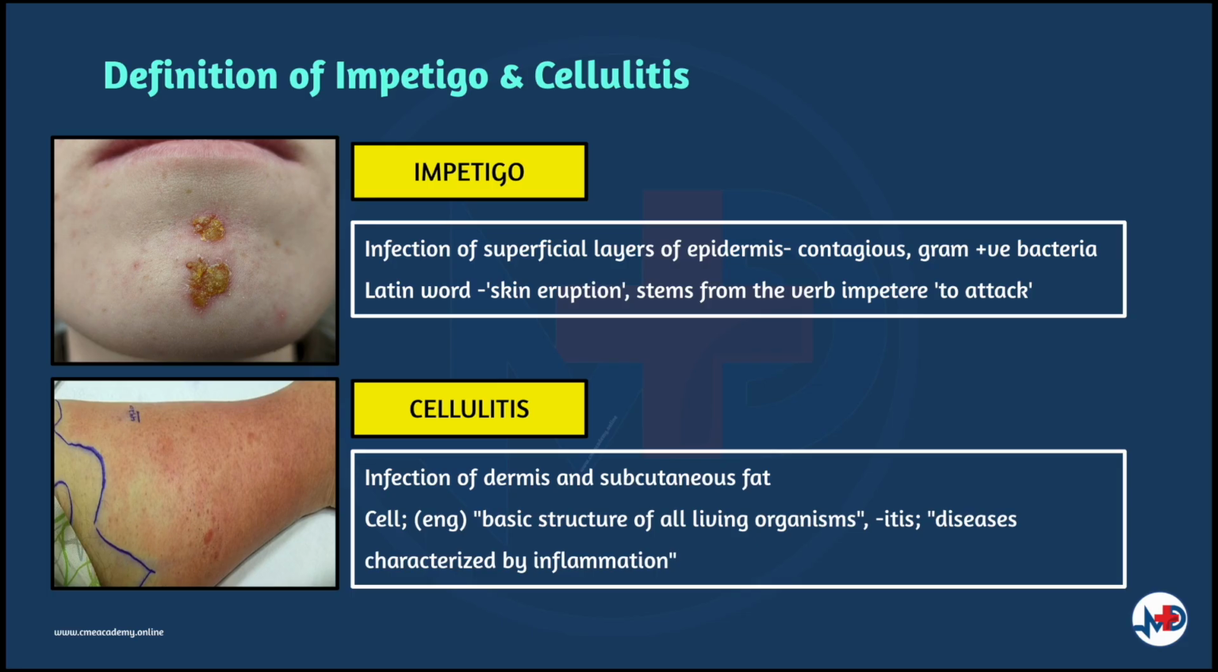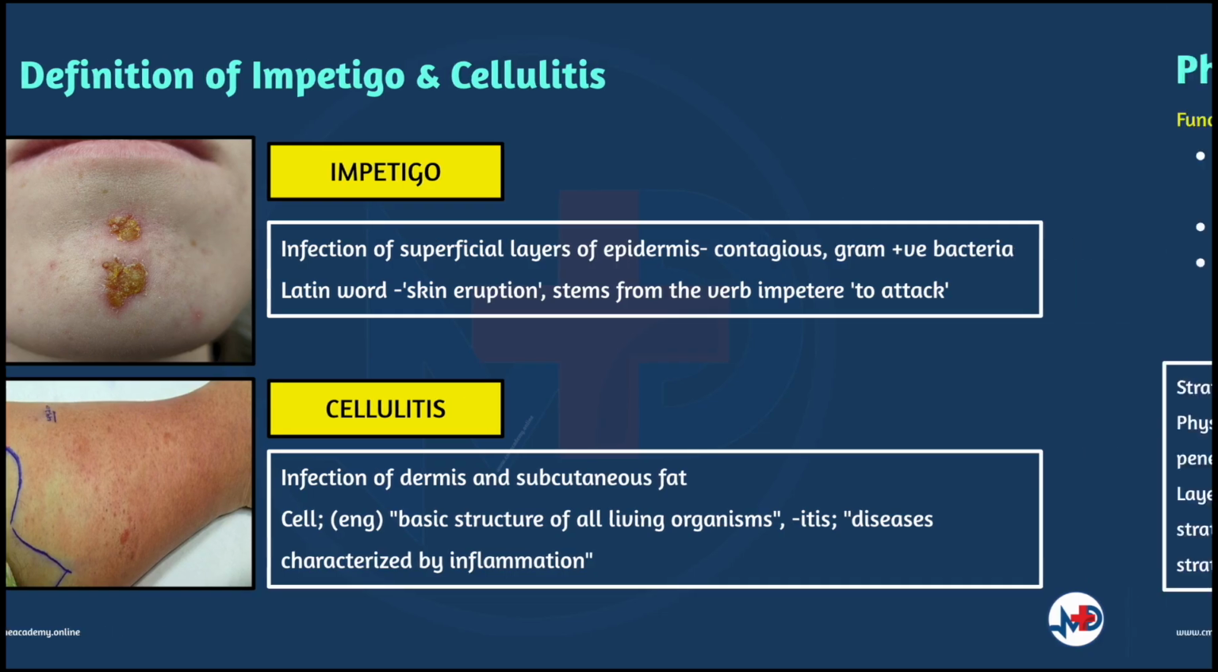The word impetigo comes from the Latin word meaning skin eruption, stemming from the verb impetere, which means attack. Medically, impetigo is a contagious gram-positive bacterial infection of the superficial layers of the epidermis. Cellulitis, on the other hand, can be broken down into the words cell, which is the basic structure of all living organisms, and itis, meaning inflammation. Therefore, cellulitis can be defined as infection of the dermis and subcutaneous fats.